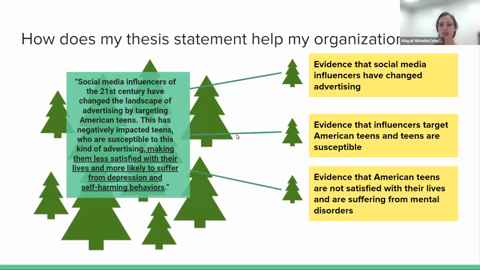And then I can show that American teens are not satisfied with their lives and are suffering from mental disorders because of these things, okay? So they kind of have a natural order here that they have to happen in my paper. If I start with depression and self-harming behaviors, I haven't yet proven that social media influencers have changed the landscape and are targeting teens. And that's important to cover that first so that I can show later on the impact of it, okay? So you can kind of work through your thesis here and sketch out, what is the order that makes the most sense.